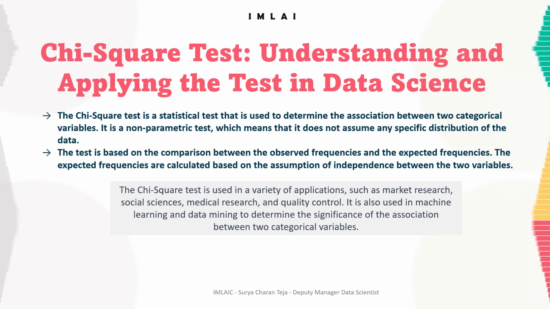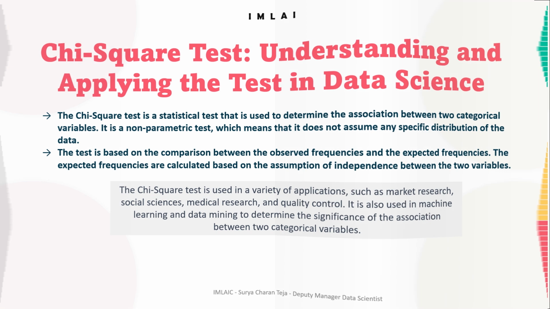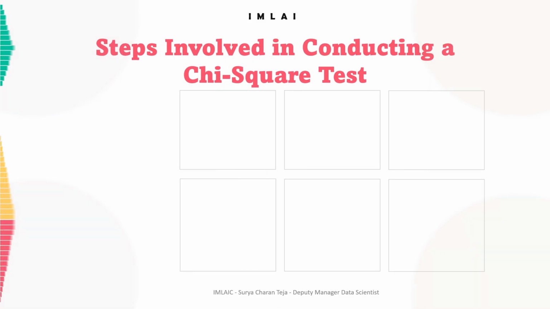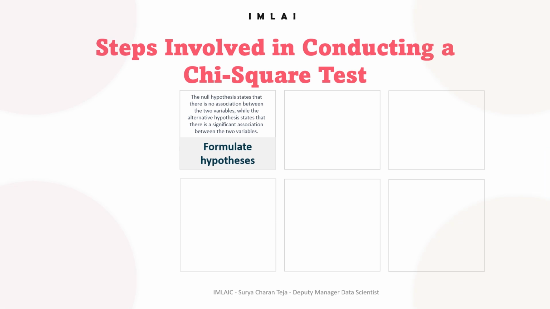Now let's look into the various steps to conduct a chi-square test. Step 1, formulate hypothesis. The first step is to formulate the null and alternative hypothesis. The null hypothesis states that there is no association between the two categorical variables, while the alternative hypothesis states that there is a significant association between two variables.